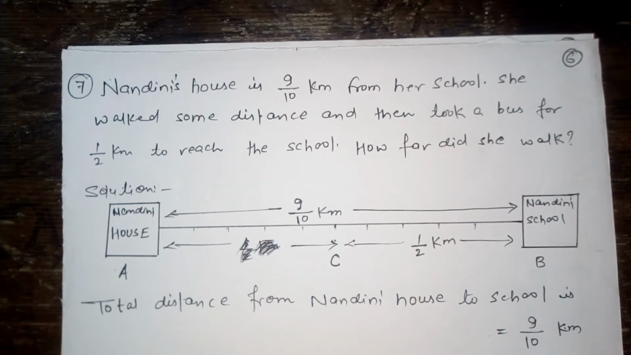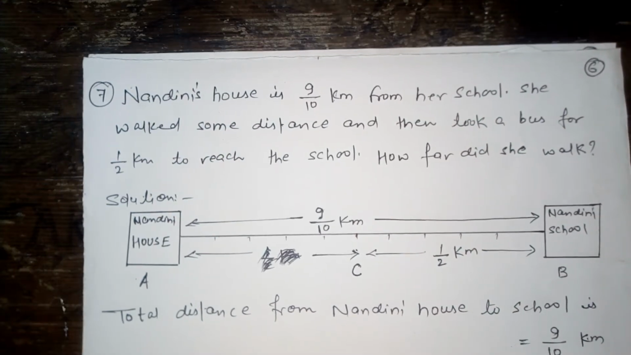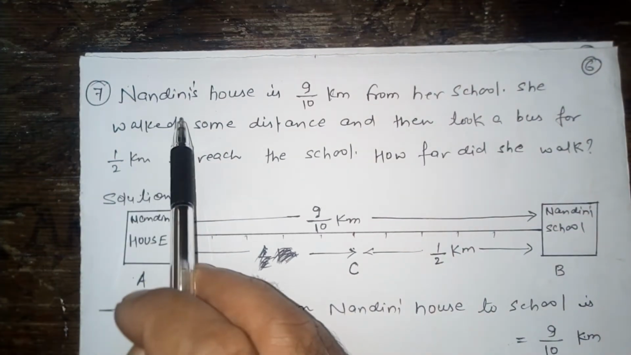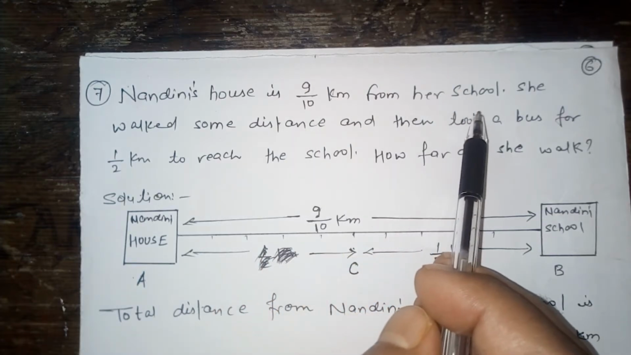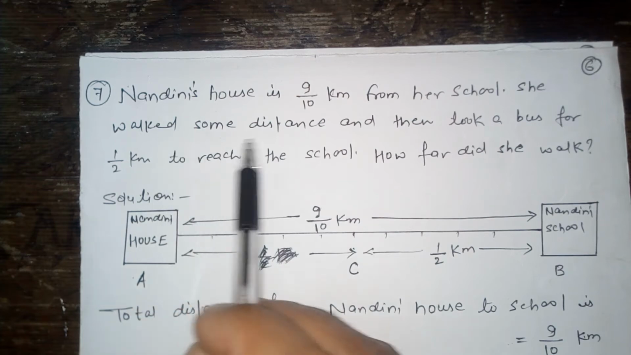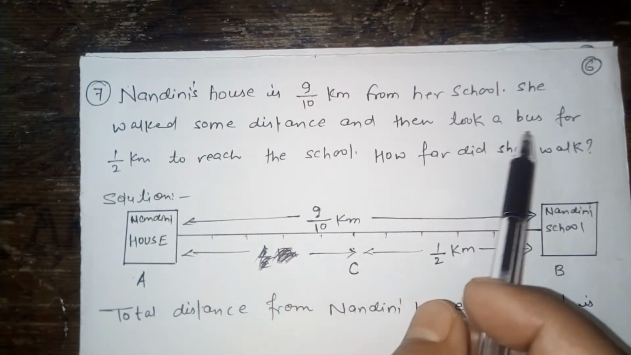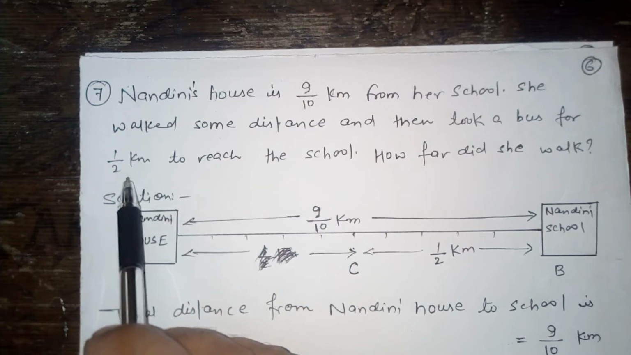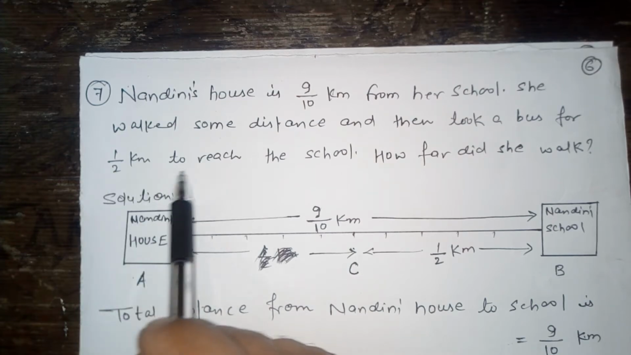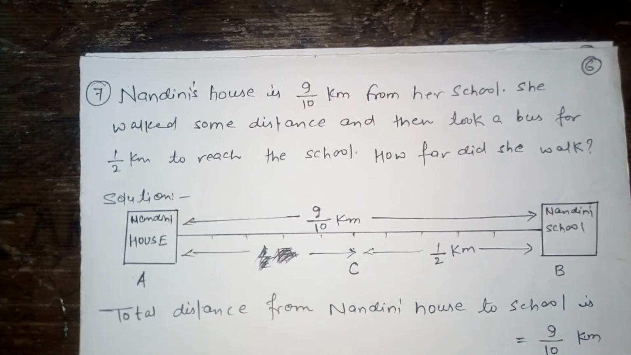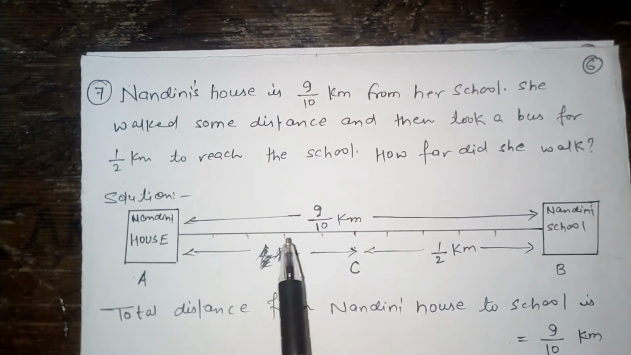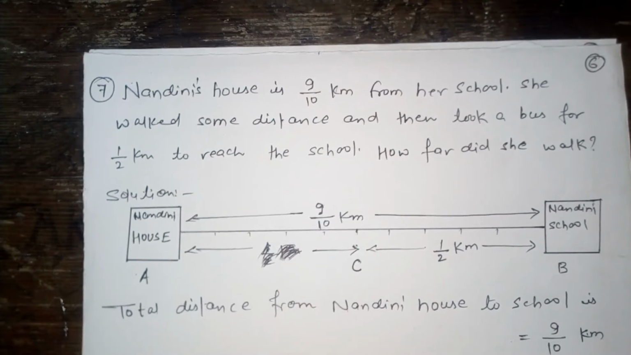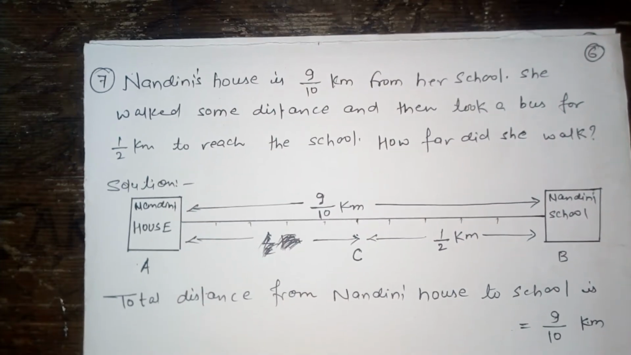Now today we will discuss some problems from exercise 7.6. Your question is: Nandini's house is 9 upon 10 km from her school. She walked some distance and then took a bus for 1 upon 2 km to reach the school. How far did she walk? Okay, this is your question. Now, how will you solve this type of problem?